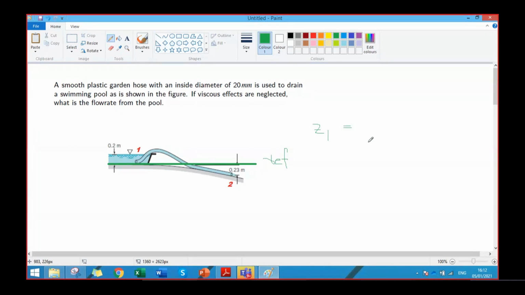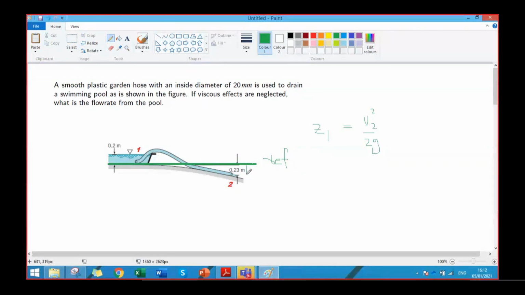So at point 2, P2 is 0, so we don't need to write that. V2 is unknown. There will be velocity V2 squared by 2g. And because the pipe or the hose is located below the reference, there is some hydrostatic head as well. So we'll write Z2. Clear?